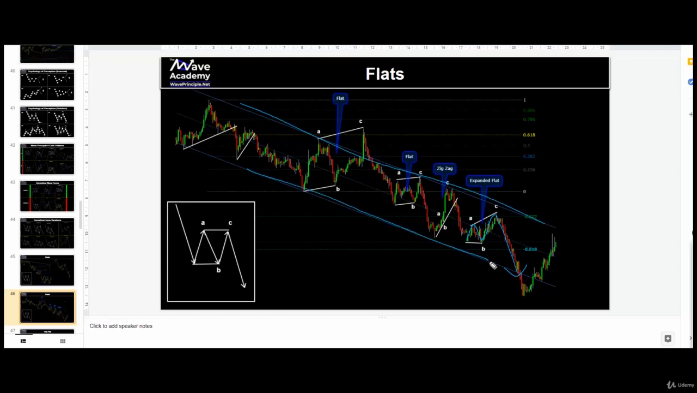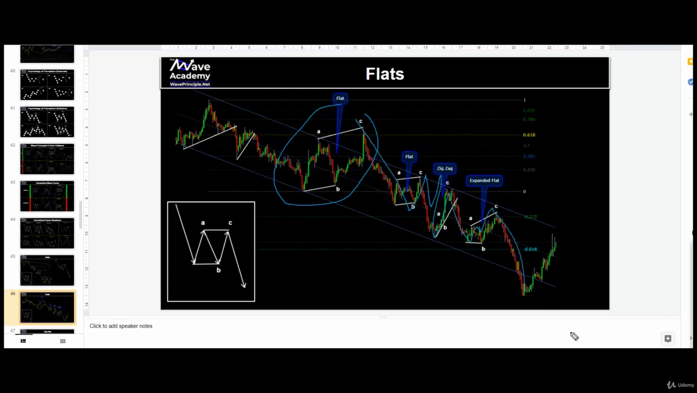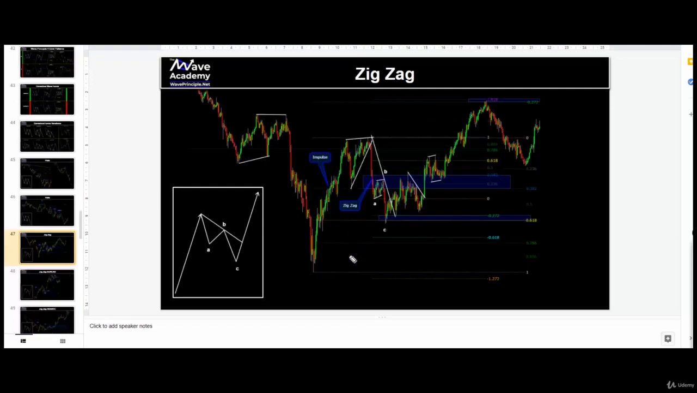All this is happening inside a channel, so the price is going down after this big pattern here. And then small ones happen to continue the movement down. The zigzags look really sharp. They usually go back to the 618 and they look like impulsive A, corrective B, and impulsive C.